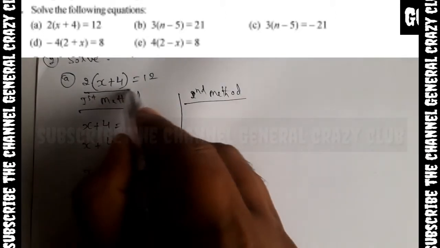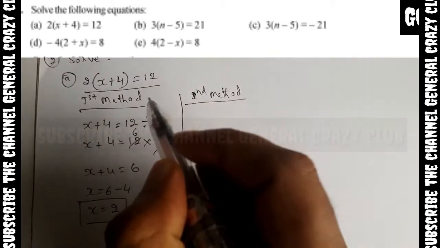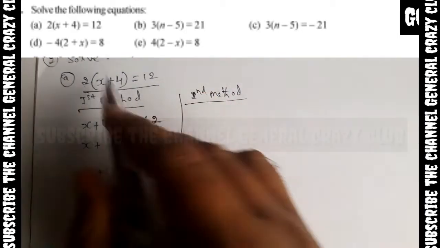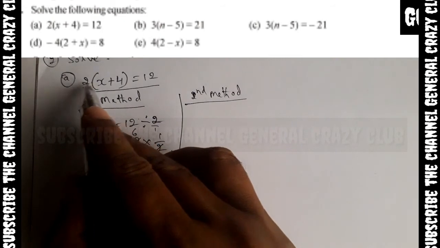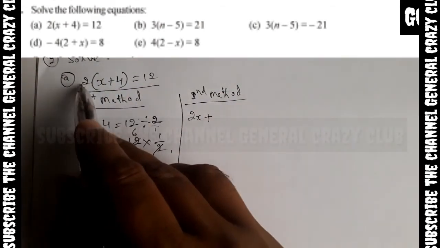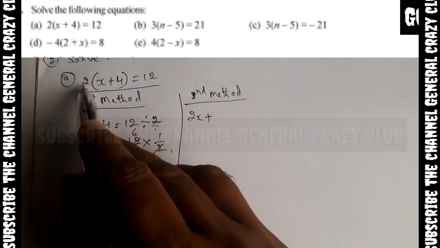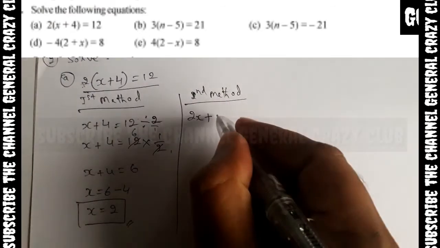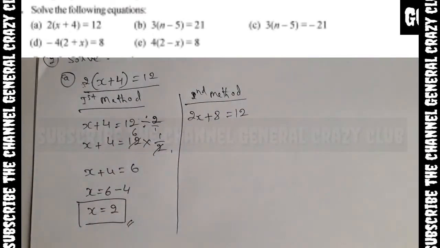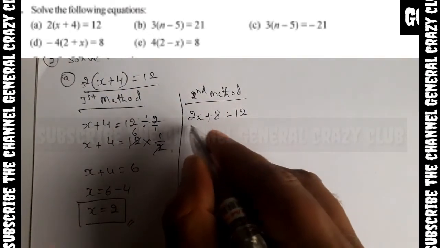what is the equation? 2 bracket x plus 4 is equal to 12. We are multiplying directly here. 2 into 1, 2 ones are 2, 2x plus, plus into plus, plus 2 fours are 8, equal to 12. So this method is easy.